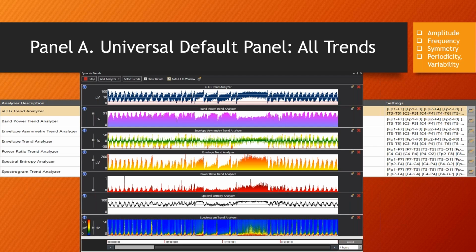So I've got the amplitude-integrated EEG trend, the band power trend, the envelope asymmetry, the envelope power ratio, spectral entropy, and spectrogram. And for a case like this, where you can see this is actually the status epilepticus patient, it identifies that there is something going on throughout this study and that it's very periodic and that there's a couple of events where it's a little bit different, but it gives us a very good overview of what's going on.